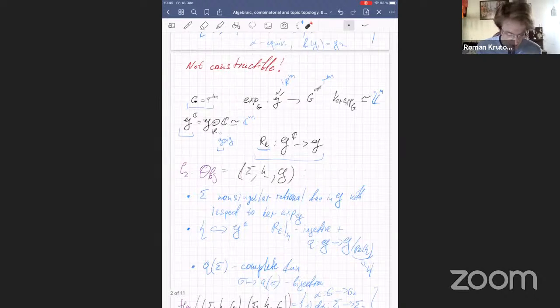Sigma is required to be a non-singular rational fan in G, where rational means with respect to this lattice, the kernel of the exponential, and non-singular means that all the cones are generated by part of a basis. So it means that the associated toric variety is smooth.